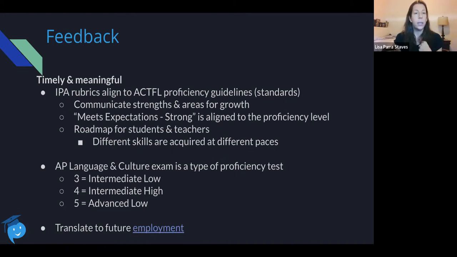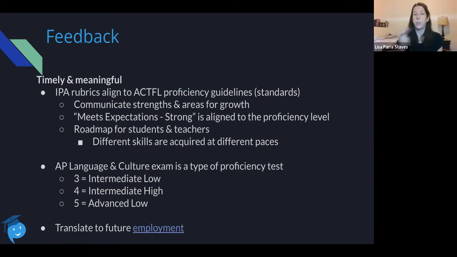And then the AP Language and Culture exam, being a type of proficiency test, is also aligned to proficiency level. So if a student scores a 3 on the AP exam, this is an indication that they're at an intermediate low level proficiency. A 4 on the exam, intermediate high, and a 5 on the exam, advanced low. So the AP Language and Culture exam does align to a degree to the ACTFL proficiency guidelines or proficiency levels. So the AP Language and Culture exam can be used to give students feedback as well. We can take that proficiency level that they get and help them understand how this translates to their potential future employment.